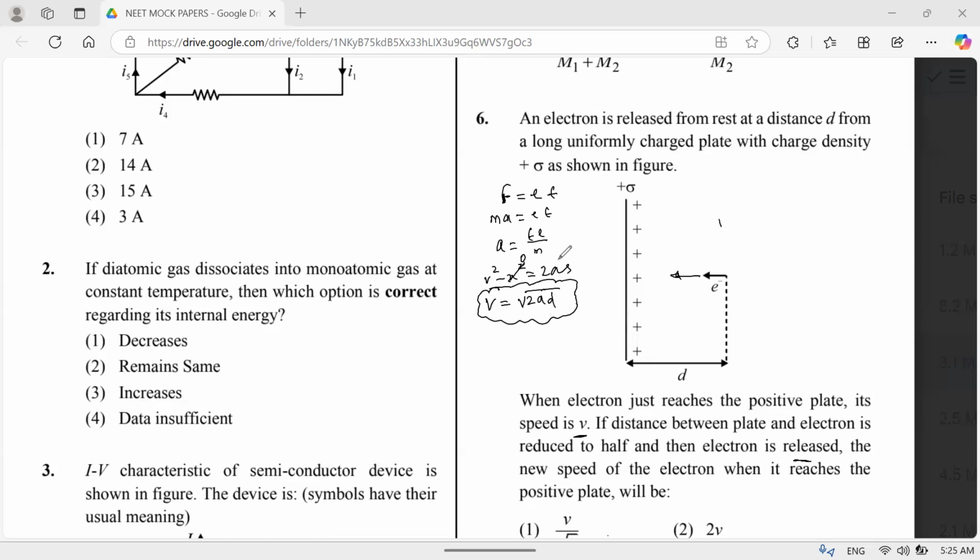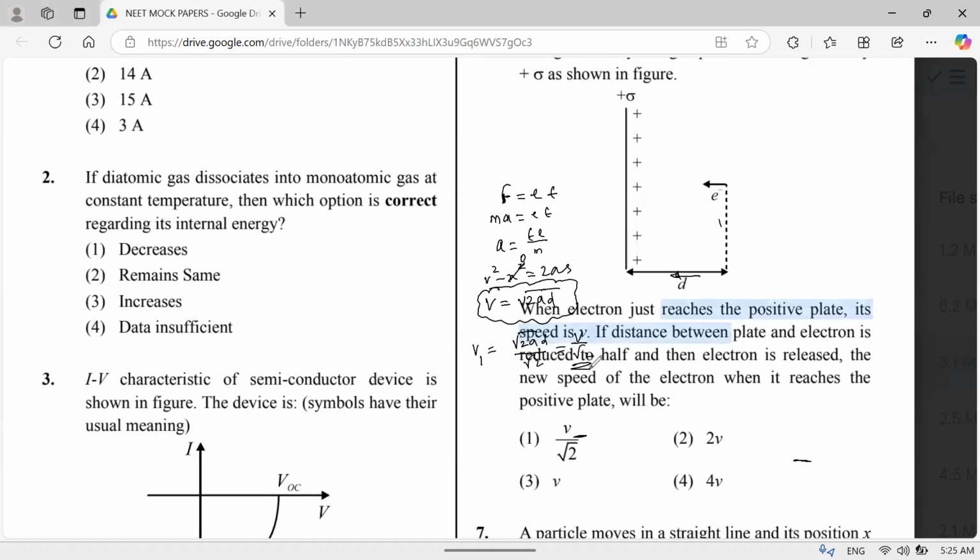Now if the distance is reduced to half, what happens? The velocity of the electron on reaching the plate will change. So I can write V1 is equal to under root of 2 into a into d divided by root 2, because the d value will be d by root 2. So this value becomes v divided by root 2. So with respect to the initial velocity, it becomes 1 by root 2 of it. Clear? So the answer must be v divided by root 2.